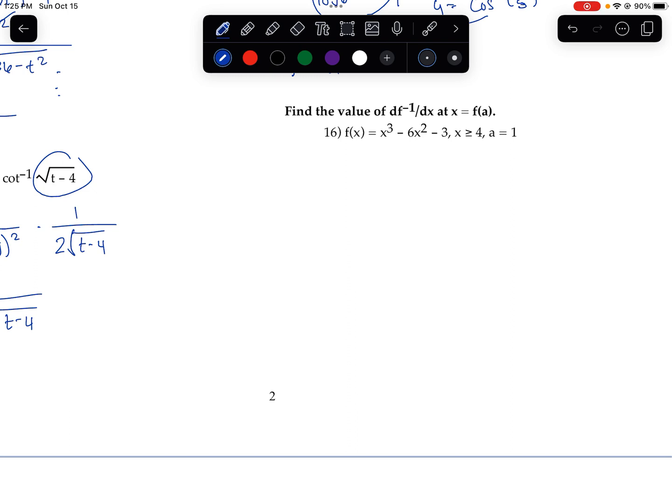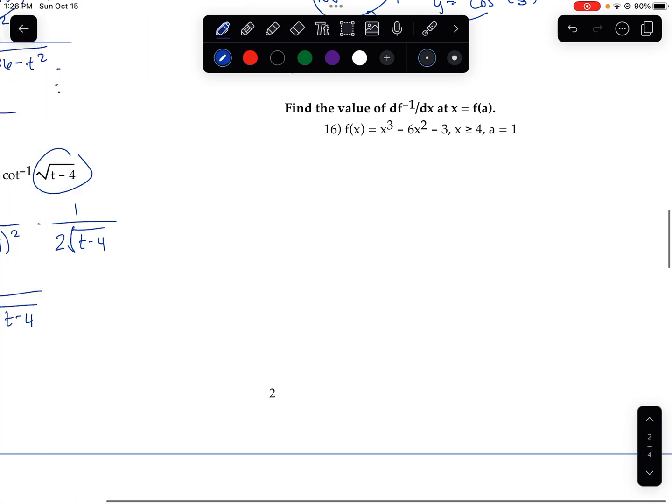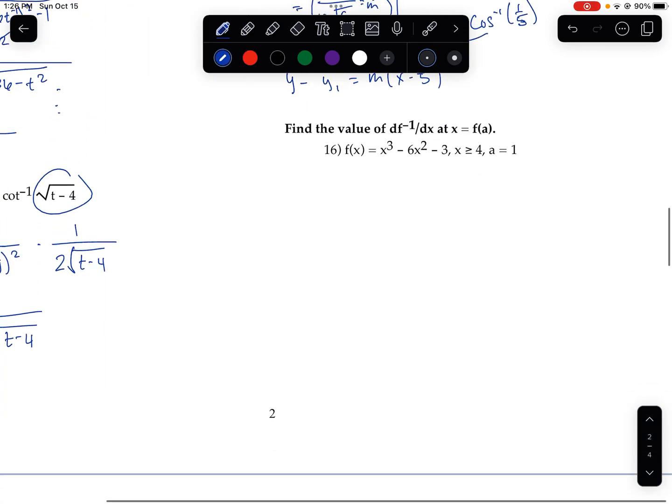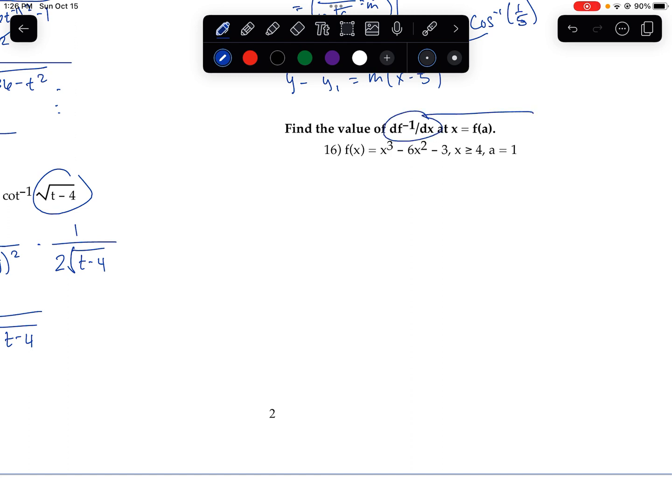Okay, so this one, I'm probably going to go into a little bit more explanation than is really required. That being said, it's actually really simple. But I'm going to give it way more explanation than I think would be required, because I think it's important to know for the AP test. So this expression right here is basically just saying the derivative of the inverse of the function.